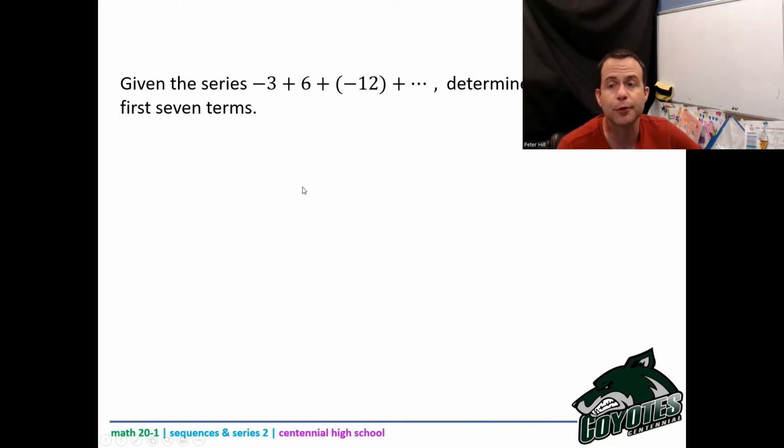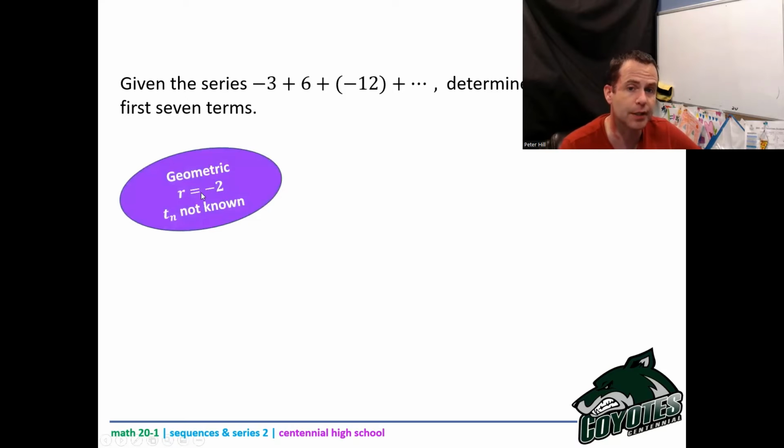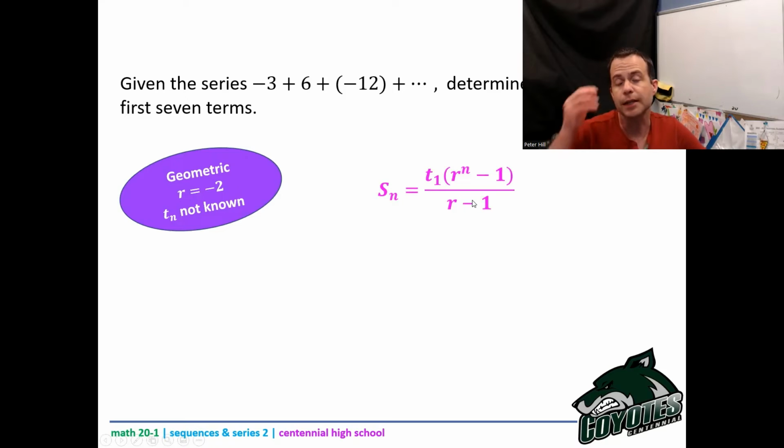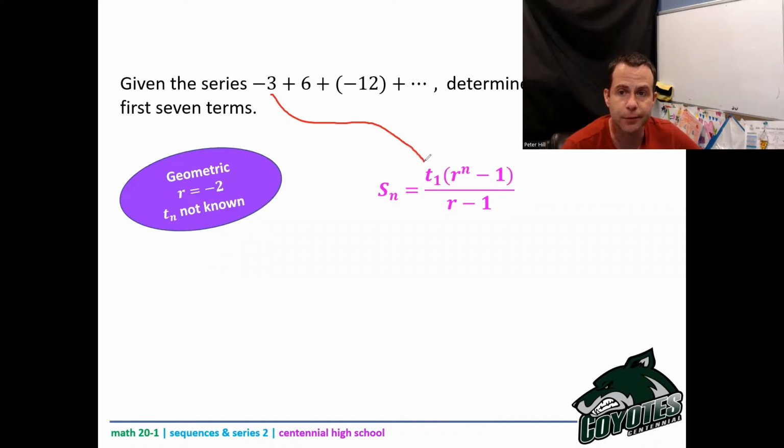Okay, and I'm asked for S of 7. I'm looking for the sum of the first 7 terms. So it's geometric, r is -2, and t of n is not known. So I head to the proper formula. I'm looking for a summation formula, an S n formula that involves geometric and where t of n is not known. Well, that is this one here, t of 1 times r to the n minus 1 all over r minus 1. So I know that t of 1 is -3.